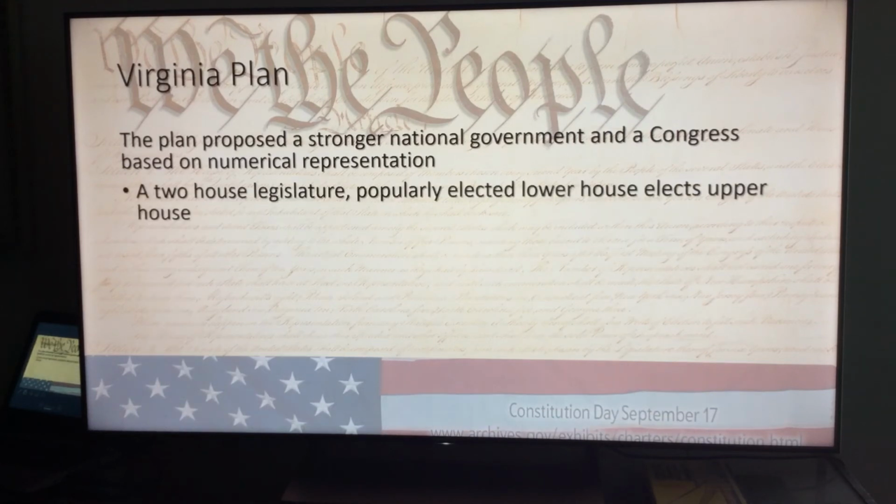So they call for a 2-house legislature. Properly elected lower house elects the upper house. Again, this looks at the legislature and what it's going to look like. So 2-house legislature, lower house is elected by the people, then that lower house elects the upper house.